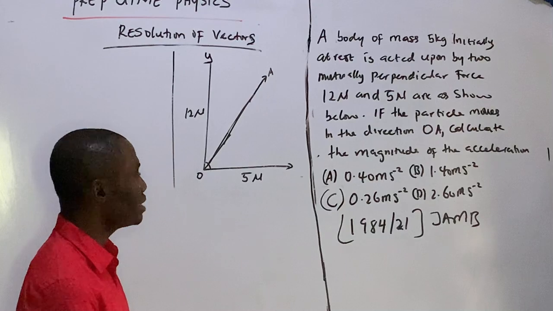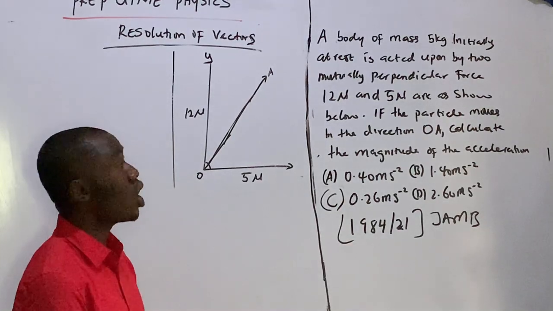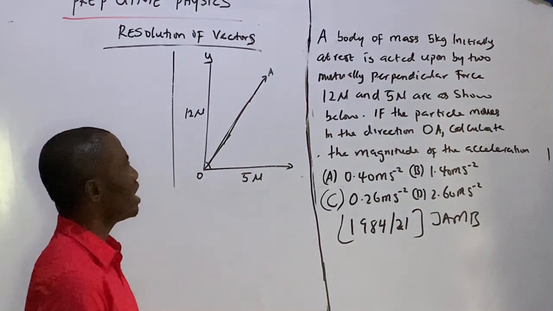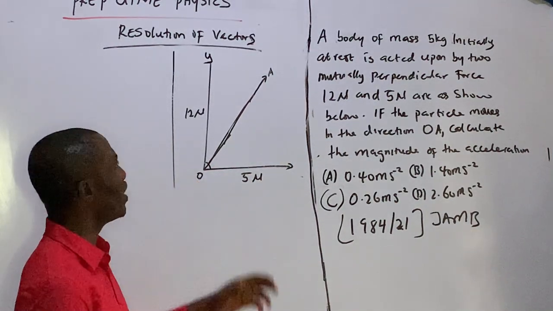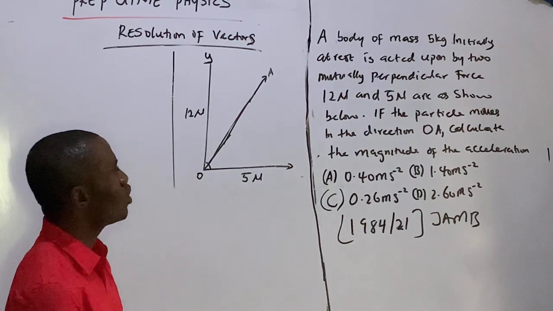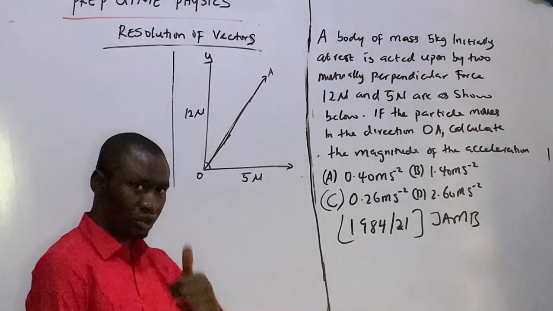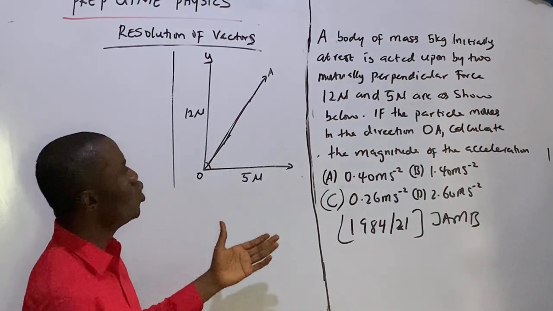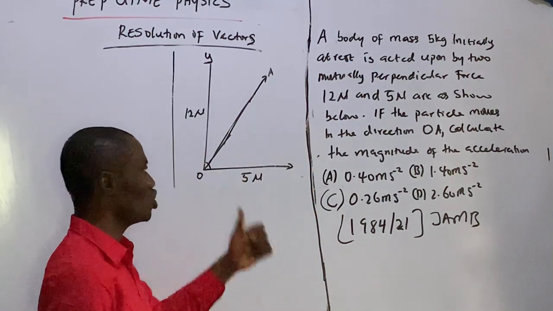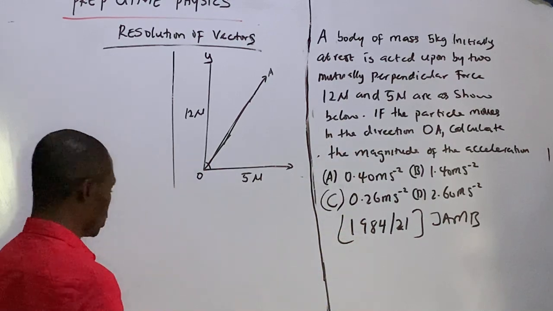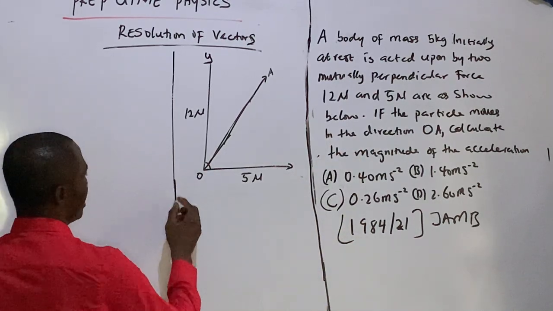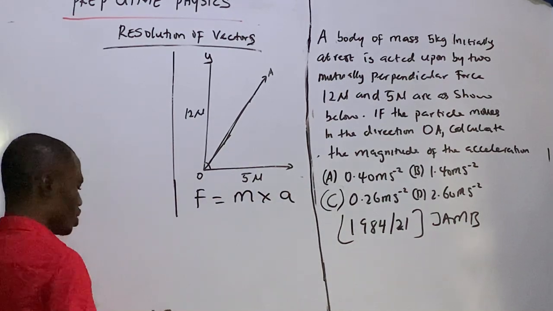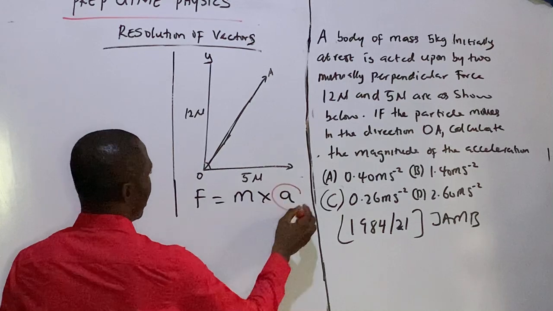We're looking at 1981 physics question under resolution of vector, number 21. A body of mass 5 kg, initially at rest, that's 0 there, is acted upon by two mutually perpendicular forces, 12 Newton and 15 Newton, we got that. As shown below, if the particle moves in the direction of O to A, calculate the magnitude of the acceleration. We need to understand that force is equal to mass times acceleration, and actually we are looking for the acceleration.